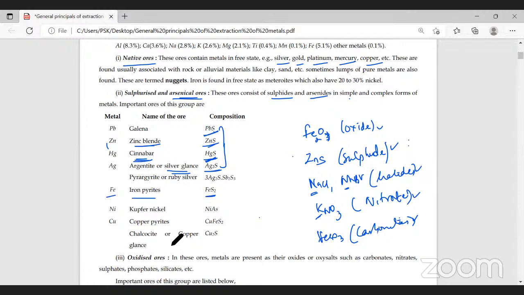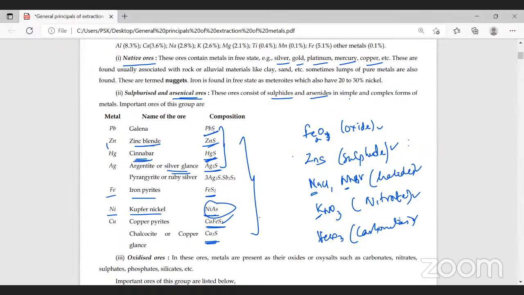So metals can exist as sulfides. Nickel is a metal, and copper forms chalcopyrite, which is very important, CuFeS2. Chalcocite, or copper glance, is Cu2S. So all these are examples of sulfide ore, and this is an example of arsenide ore.